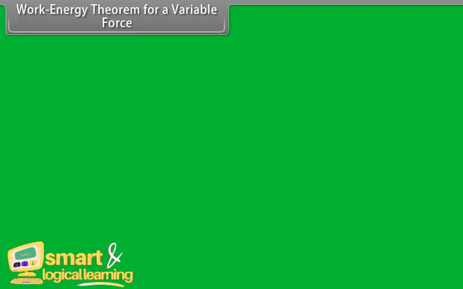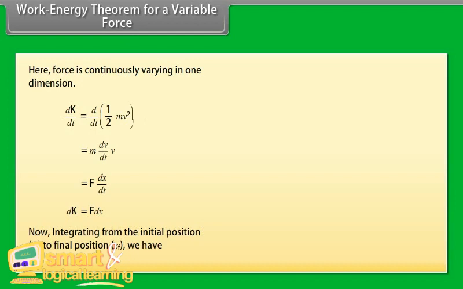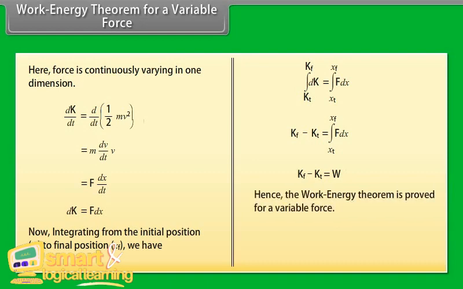Work energy theorem for a variable force. Here, force is continuously varying in one dimension. By calculating dK by dt equal to d by dt into half mv square, we get dK upon dt is equal to F into dx by dt, which gives dK is equal to F dx. Now, integrating from the initial position xi to the final position xf, we have Kf minus Ki equals work. Hence, the work energy theorem is proved for a variable force.